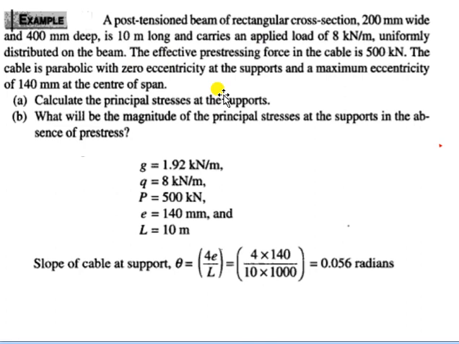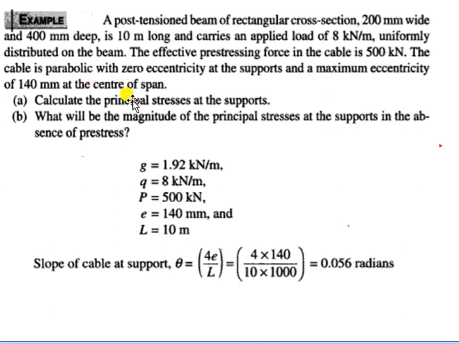a total load of 8 kN per meter, in the form of a uniformly distributed load, and the cable is subjected to a pre-stressing force of 500 kilonewton. So 500 kilonewton is the effective pre-stressing force. It is the force after all the losses have occurred, and the cable has an eccentricity of 0 at the supports and the eccentricity at midspan is 140 millimeter.